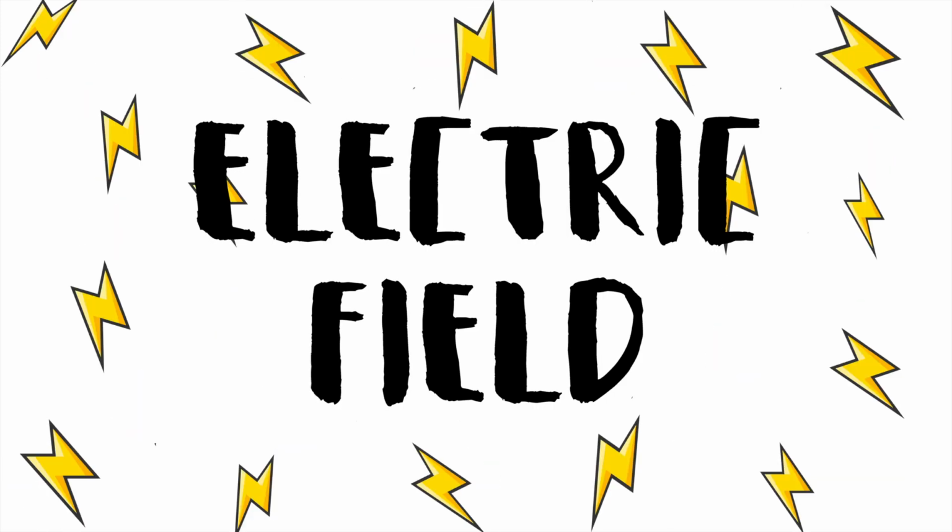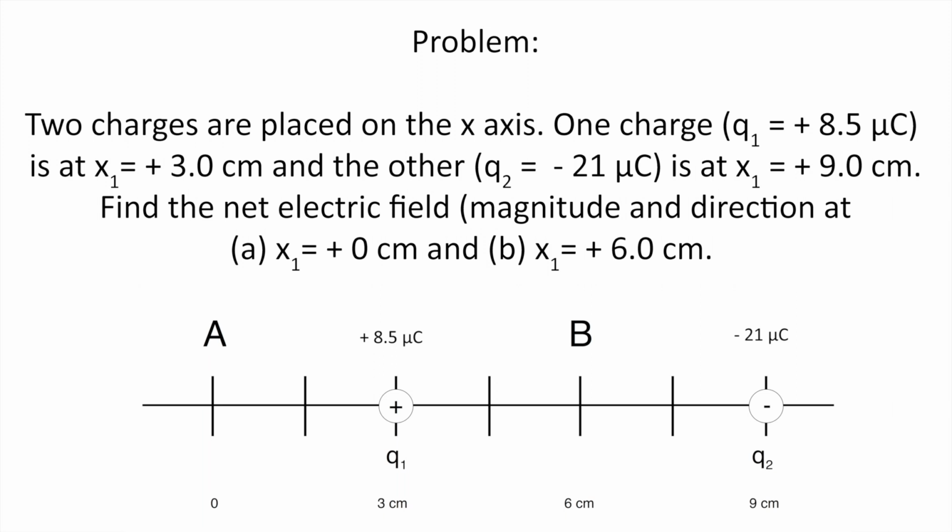And today we'll be helping you solve an electric field problem. Two charges are placed on the x-axis. One charge, Q1, equals positive 8.5 times 10 to the negative 6, is at 3.0 cm, and the other, Q2, negative 21 times 10 to the negative 6, is at 9.0 cm. Find the net electric field, magnitude and direction, at 0 cm and 6.0 cm.